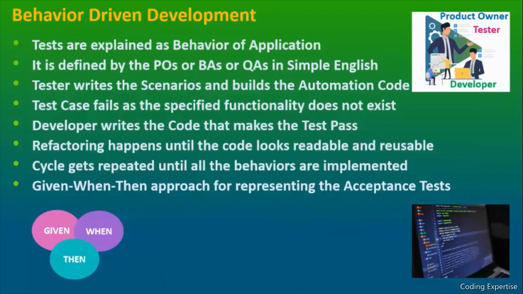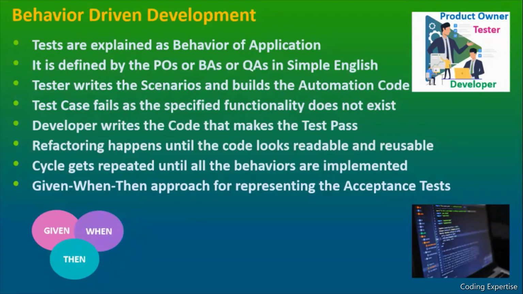Let's move on to behavior-driven development. We usually call this as BDD. Here the tests are defined as behavior of application. These application behaviors are clearly defined by the product owners or business analyst or QA engineers in the form of simple English. Automation QA engineers are pulled in here and they write different scenarios for a particular story and they build the automation codes. When they try to execute the test case, obviously the test case is going to get failed as the specified functionality does not exist. Now the developer is going to put the fix for it in order to make the test pass.